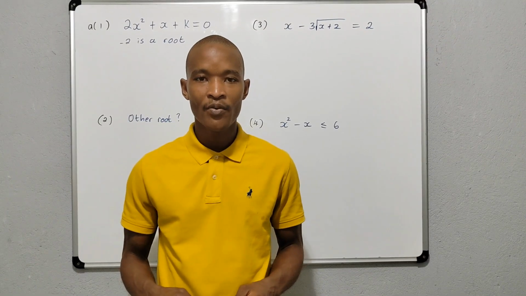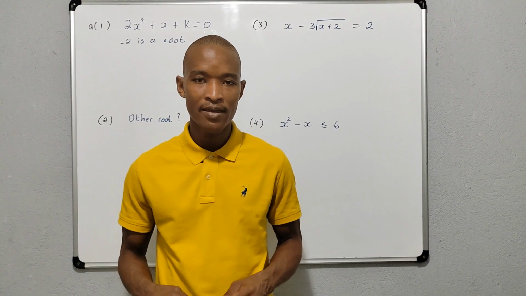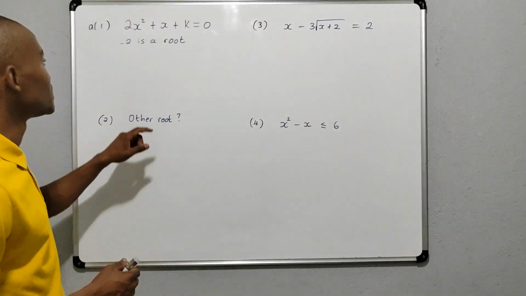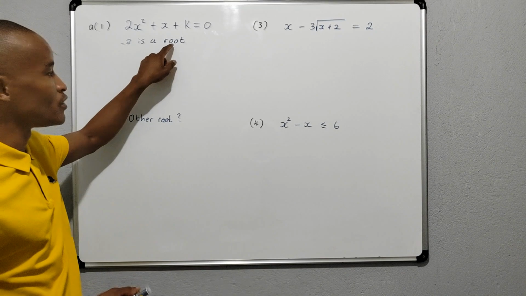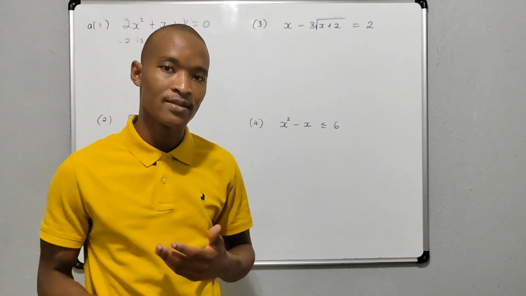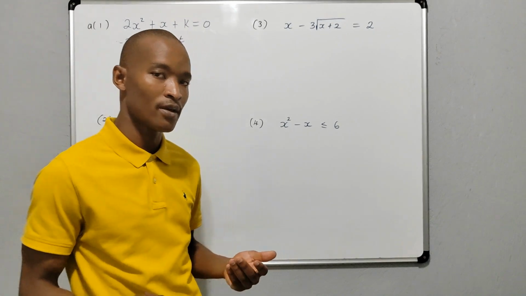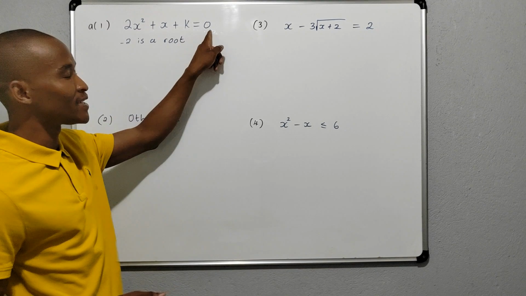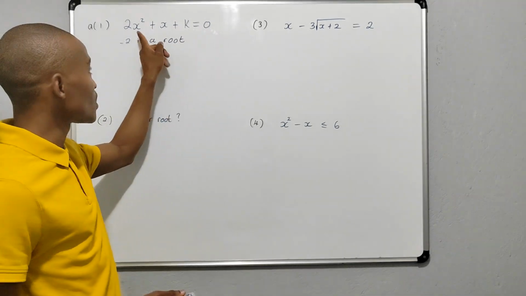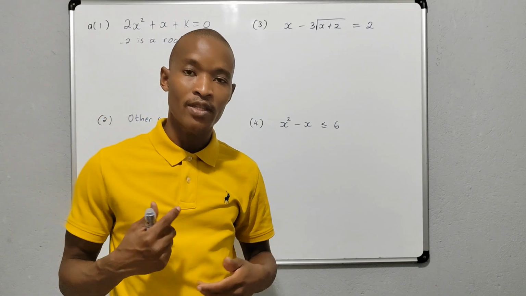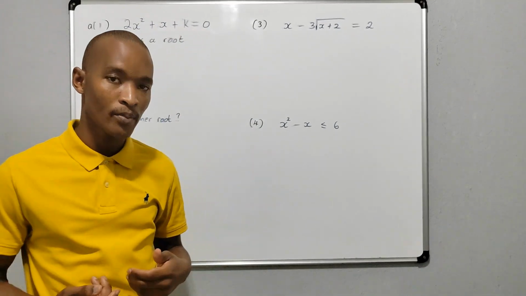Good. So we're going to start with part A. We are given the following. What is given? -2 is a root. Okay. What is a root? It is an x-intercept of a graph. What type of graph in this case? We're given a quadratic equation. What does the quadratic equation represent? Which function? That is the quadratic function or the parabola.